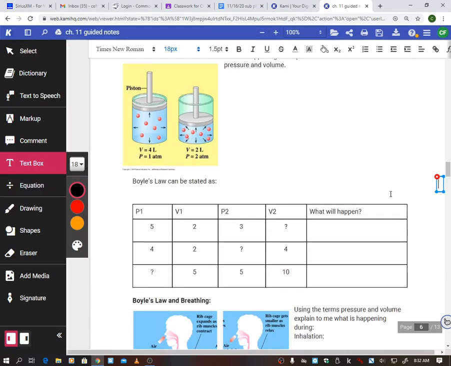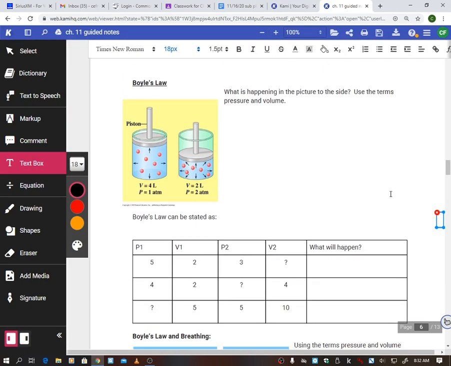Today we're going to be looking at Chapter 11, Section 3, and it's called Boyle's Law. We're going to look at several different laws this chapter, and this is the first one. So what we're looking at is this picture right here, and it says: what is happening in the picture to the side? Use the terms pressure and volume.